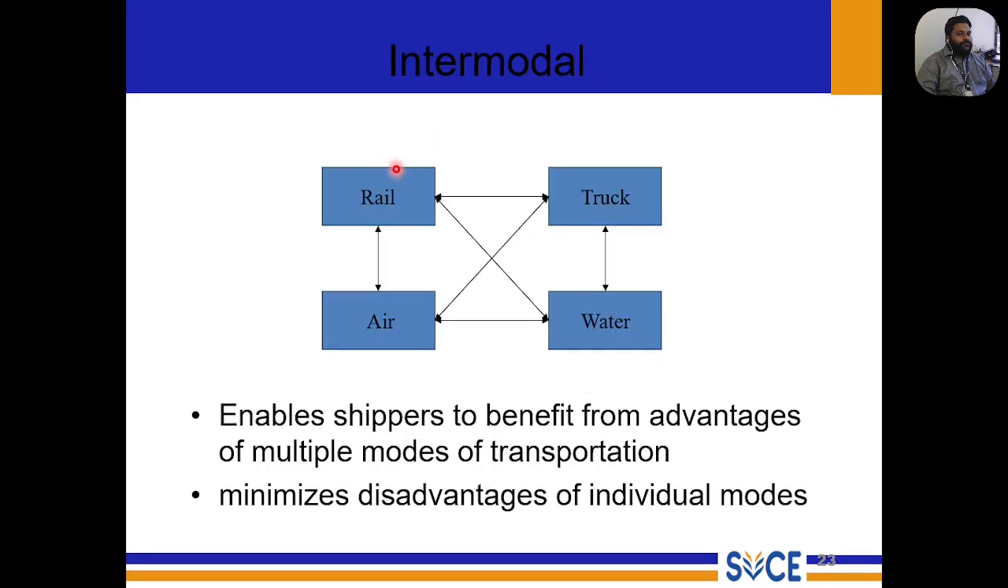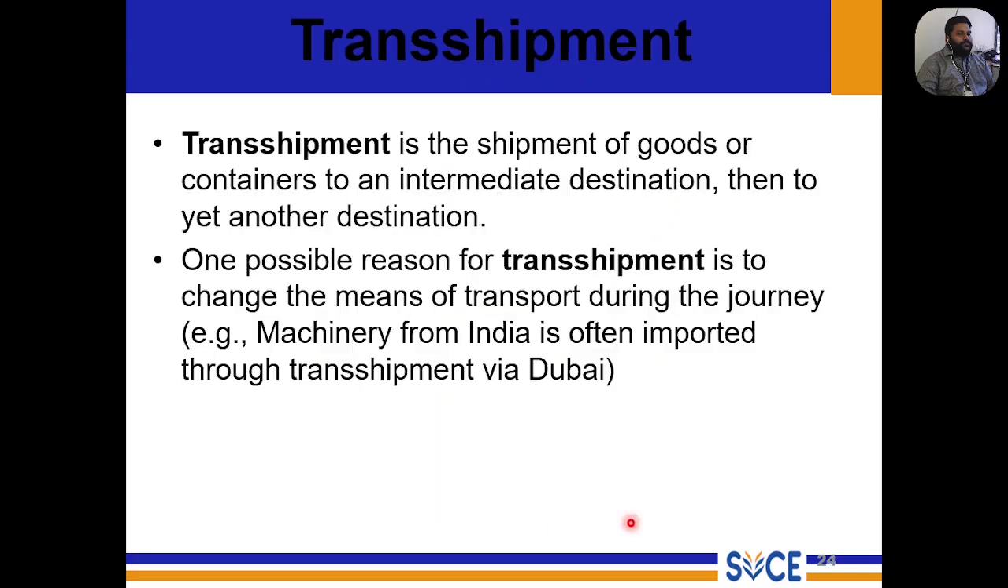So intermodal is something combining rail, truck, water, using different modes of transport at different places, which enables the shippers to benefit from advantages of multiple modes of transportation, minimizes disadvantages of individual modes. So transshipment is a shipment of goods or containers to an intermediate destination, then to yet another destination. So this is clearly done through different types of transportation.